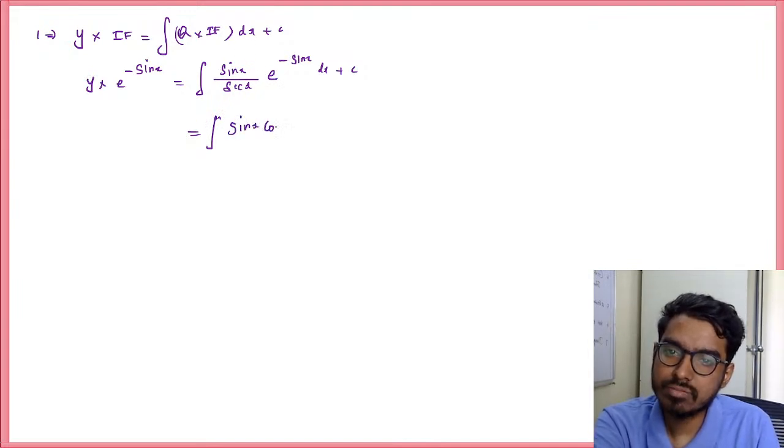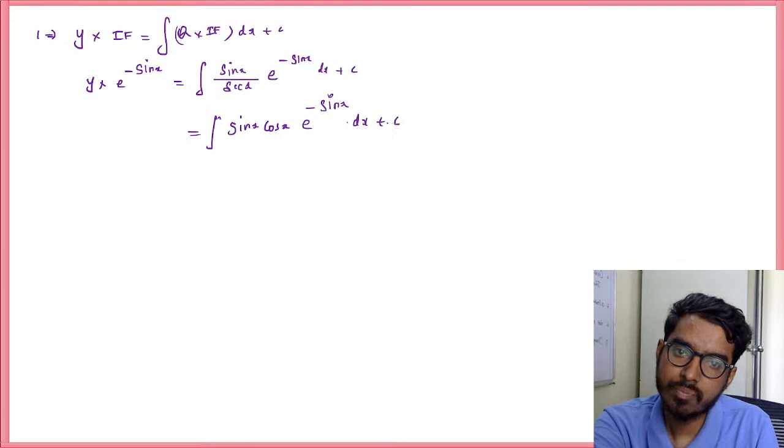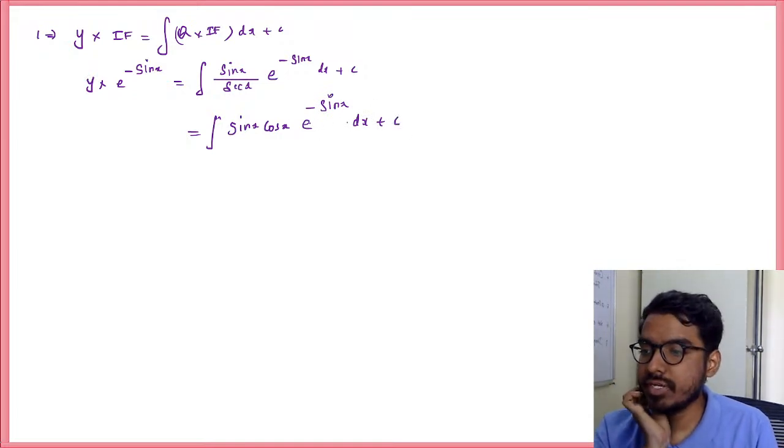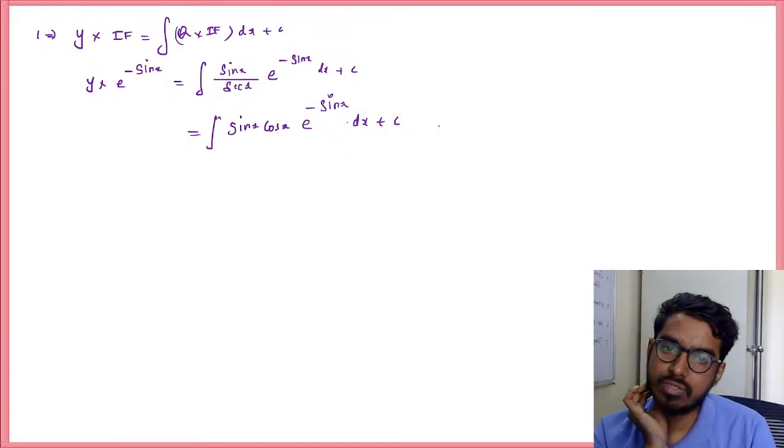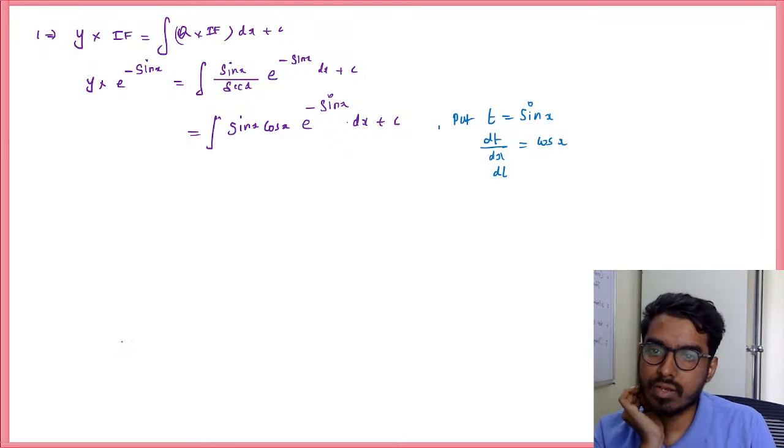This will be sin x cos x, since 1 by secant x is cos x, into e power minus sin x dx. So we need to integrate sin x cos x e power minus sin x. It is a very easy problem. Put t is equal to sin x. Therefore dt by dx will be cos x, so dx will be dt by cos x.